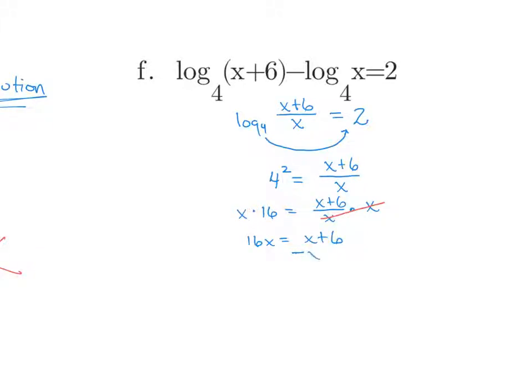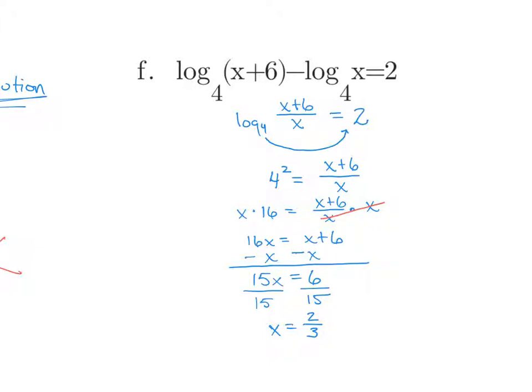I need to subtract x from both sides. Since this is linear, and all of my constants are on the right, I want to get all my variables on the left. We get 15x equals 6. I can divide by 15, and then I can simplify the fraction. We can divide by 3 to top and bottom. We get 2/3.